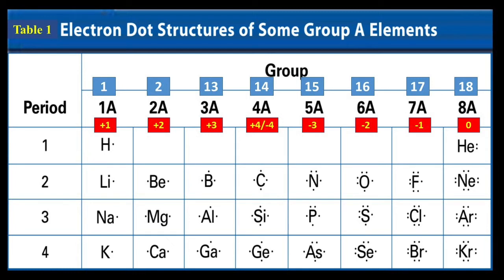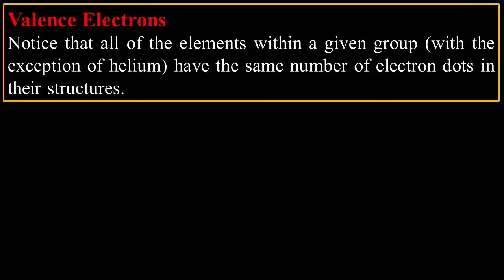Now, here are the groups. You see how I have it labeled 1A through 8A, but I also have the corresponding 1, 2, 13, 14, 15, 16, 17, 18, and then the corresponding oxidation numbers. So that's a very, very important distinction when it comes to understanding the behavior of these. So those are the Lewis dot structures, they call them. Notice that all of the elements within a given group, with the exception of helium, have the same number of electron dots in their outer shell.